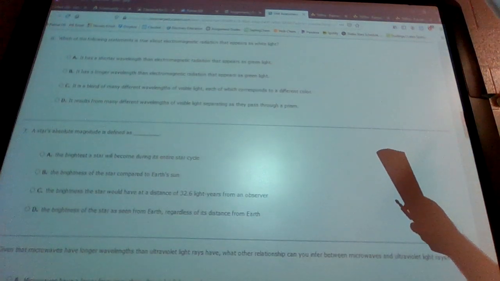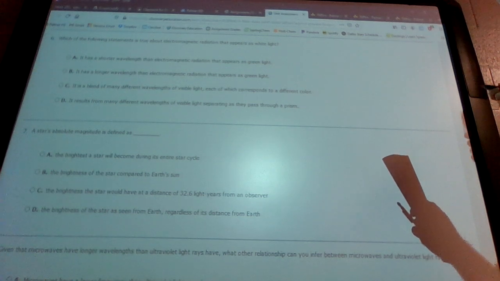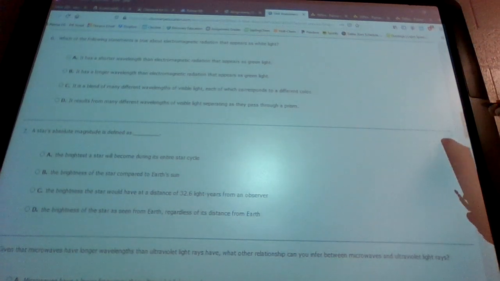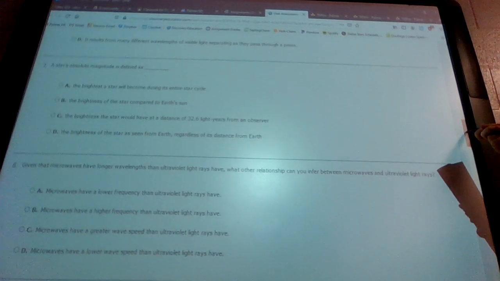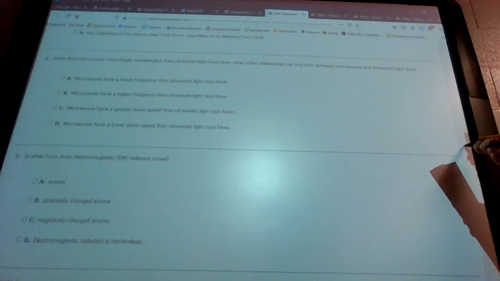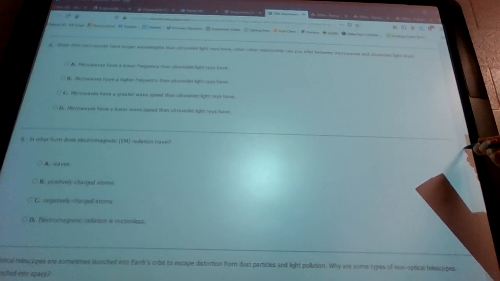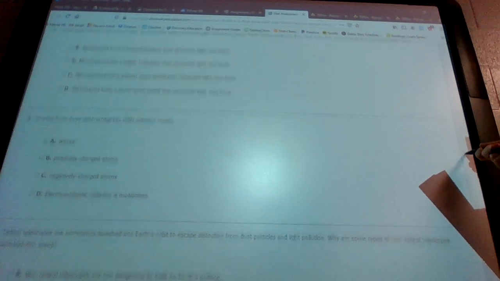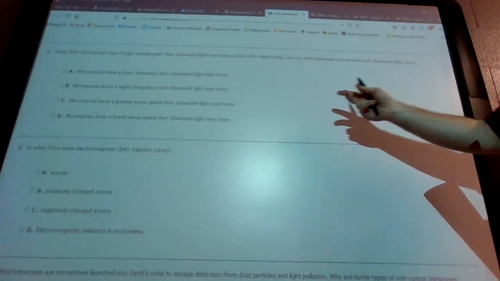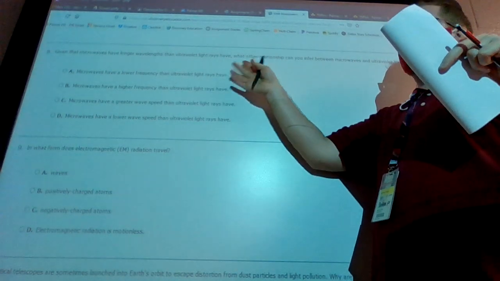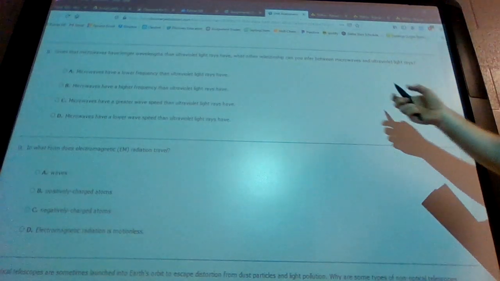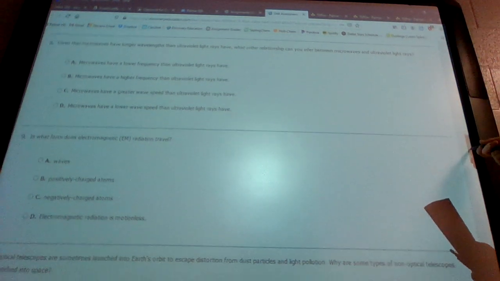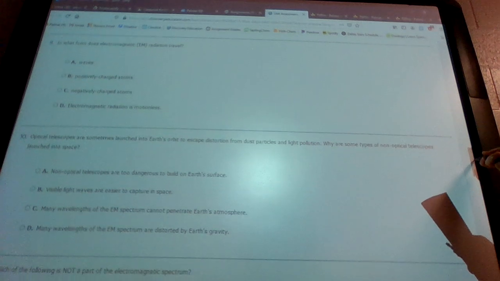Which of the following statements is true about electromagnetic radiation as white light? We all know what white light is and why there's all sorts of different types of it. Let's see. The gravity one I want to talk about. They give you that. You might have to look up the electromagnetic spectrum to answer this correctly because they're comparing microwaves versus ultraviolet. So you might want to look and see what part of the spectrum they are on.